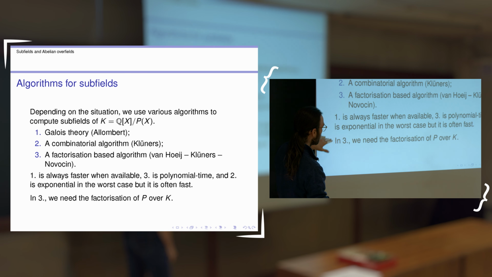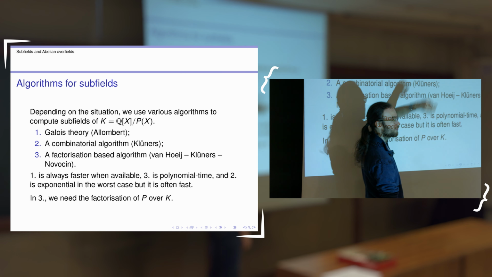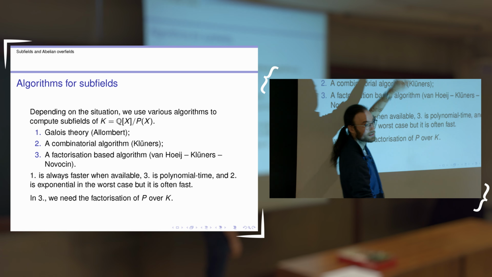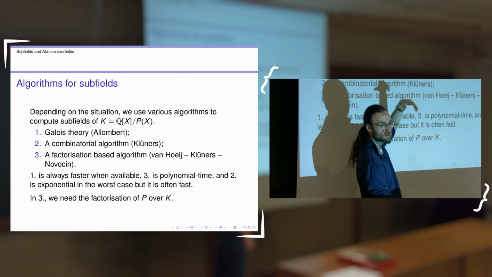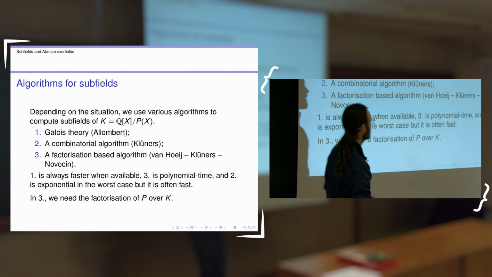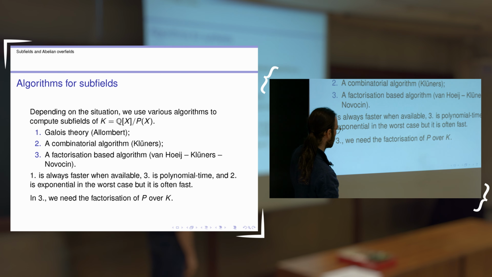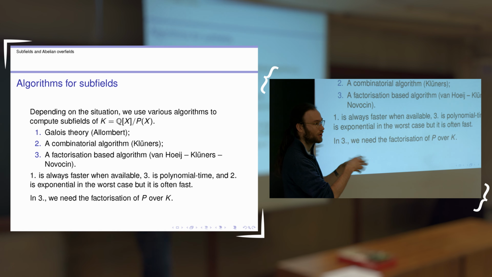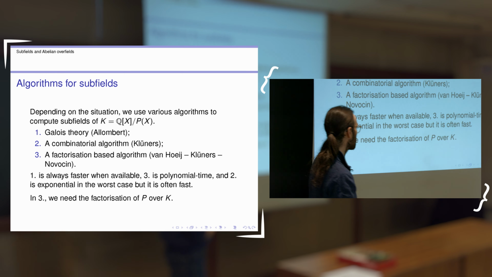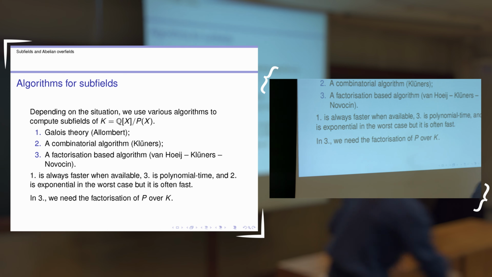I said it's a factorization-based algorithm. So the factorization that's needed is the factorization of the defining polynomial over the field itself. There's going to be at least one root by definition, and then depending on the cases, it can factor more. That's the factorization that it computes. That's what takes most of the time in this algorithm. Once you have the factorization, it's fairly fast.